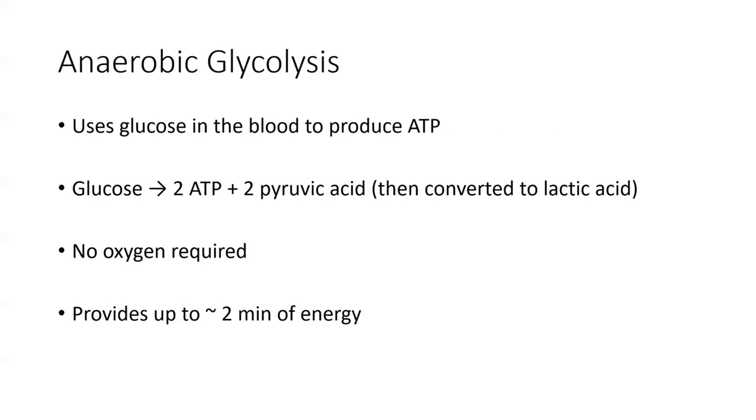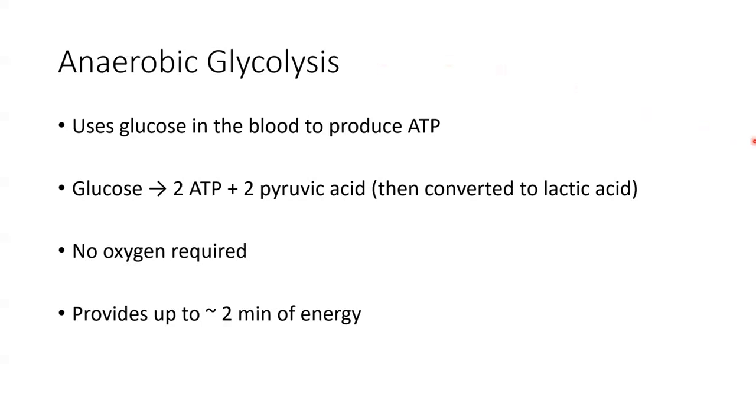Our second energy system that we have to fuel muscle contraction is anaerobic glycolysis. Some of these terms you will remember from our different skeletal muscle fibre types. So in this system, glucose is broken down, which is called glycolysis, to form 2 ATP molecules and 2 pyruvic acid molecules. Those pyruvic acid molecules are then converted into lactic acid. So you might have heard about lactic acid being a byproduct of muscular contraction.